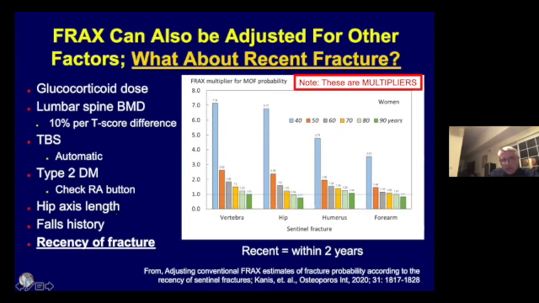I don't know anybody adjusting by hip axis length or falls history, but there is something that's making a lot of noise, and that is recency of fracture, so-called imminent fracture risk. And these are data that are from Iceland. Notice that these adjustments are multipliers. So for a person who's had a humerus fracture, you multiply the FRAX calculation by 1.96 from age 50 to 60, or by 1.39 at age 70 to 80. And recency was defined here as within 2 years.